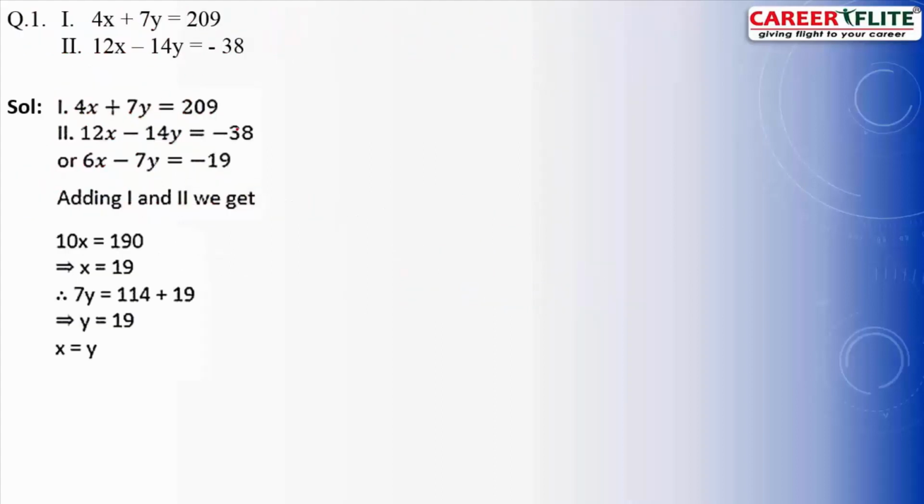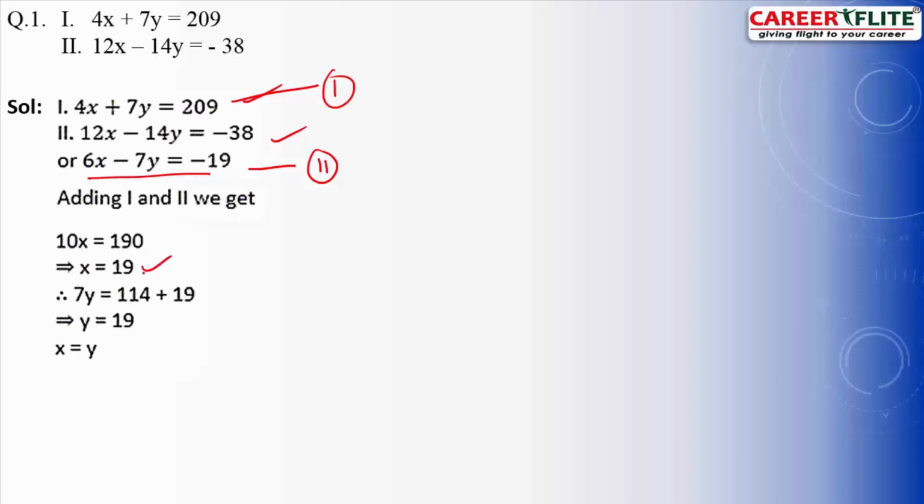So in the solution we have equation 1 and equation 2. Now this one, if you take 2 common from both sides, we will get this equation. Or we can multiply this by 12, or take common in any way. Here we have taken common, we will get 6x minus 7y equal to minus 19. Now if you add both equations, 7y and minus 7y will cancel out. So we are left with 10x equal to 209 minus 19, that is 190. So the value of x is 19.